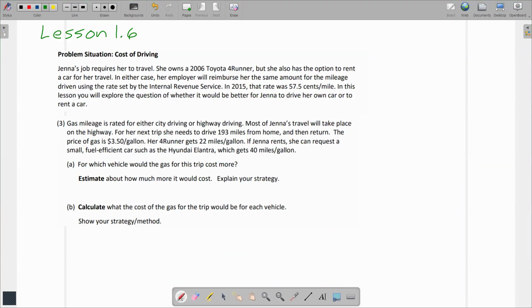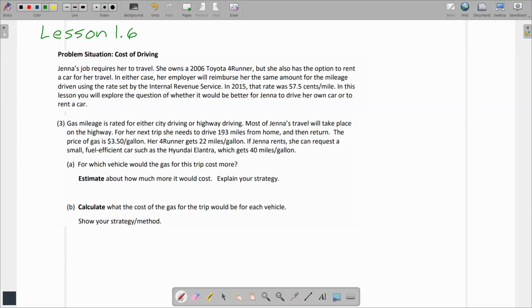Okay, so hopefully you had a chance to write some opinions for question 1 and 2. And again, it's just an opinion. There's no right or wrong answer there. We've got gas mileage is rated for either city or highway driving. Most of Jenna's travel will take place on the highway. For her next trip, she needs to drive 193 miles from home and then return. The price of gas is $3.50. Ooh, that's pretty good. Her 4Runner gets 22 miles per gallon.